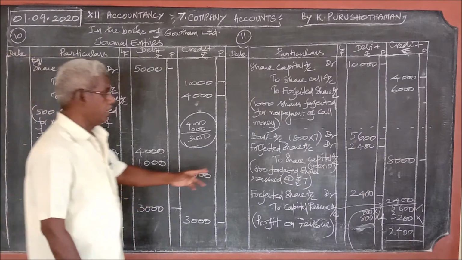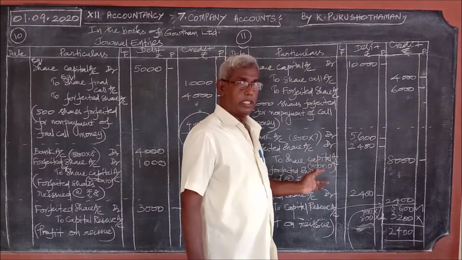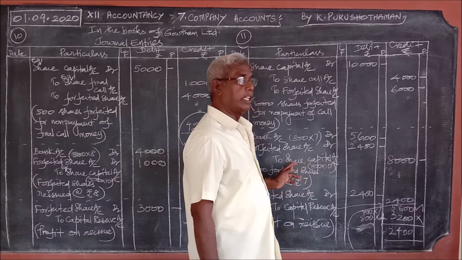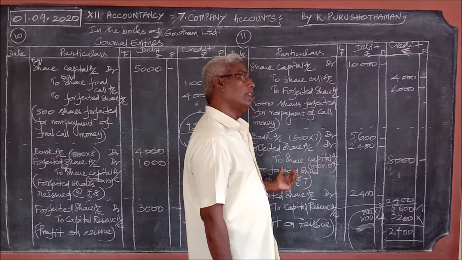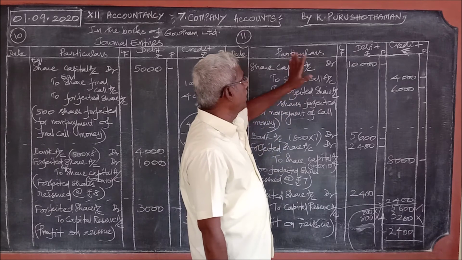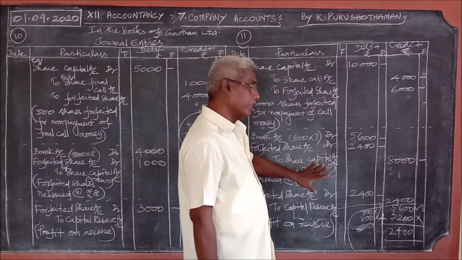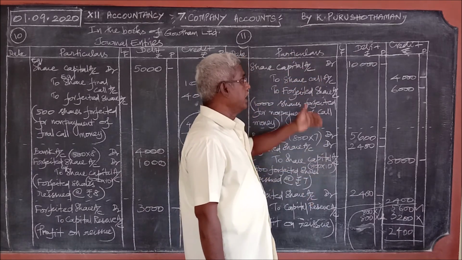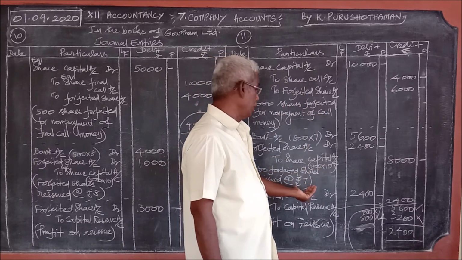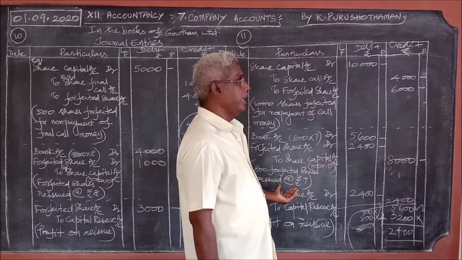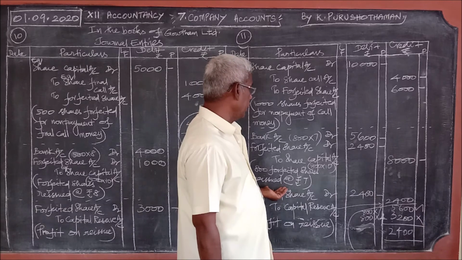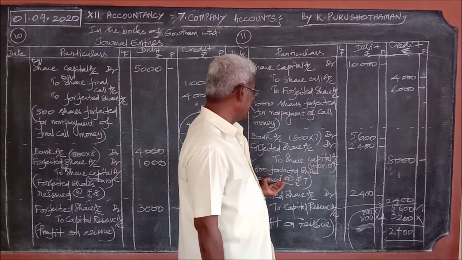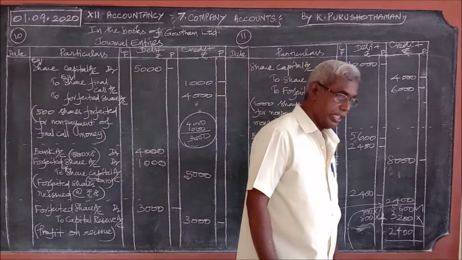But the case is not the same. See, once again, I am repeating it again and again. This is the place where you will commit the mistake. Here the number of shares forfeited are not reissued as it is. Here a lesser number of shares are reissued and therefore you should take into account for calculation only the number of shares reissued. That is very important.